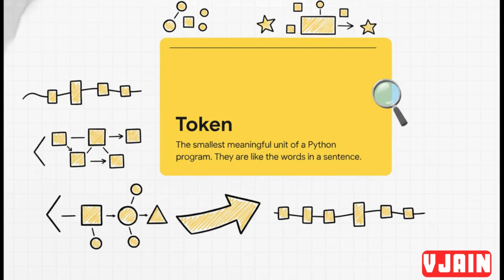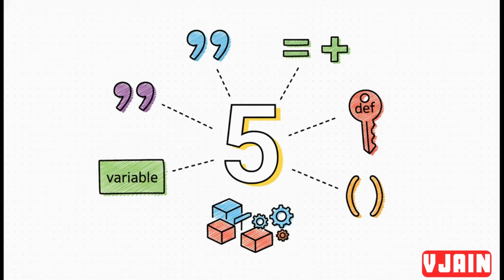And in the world of Python, these words have a name. They're called tokens. A token is the absolute smallest piece of your code that has any meaning. You can't break it down any further. They're the basic building blocks of every single Python program. And trust me, knowing this stuff is going to help you figure out why your code works, or more importantly, why it doesn't.